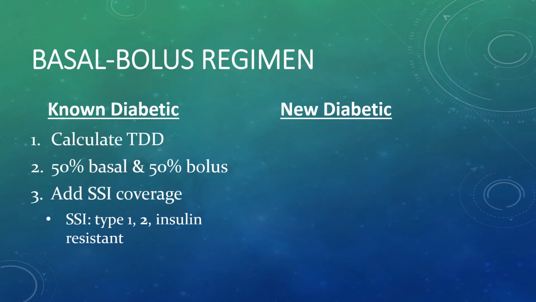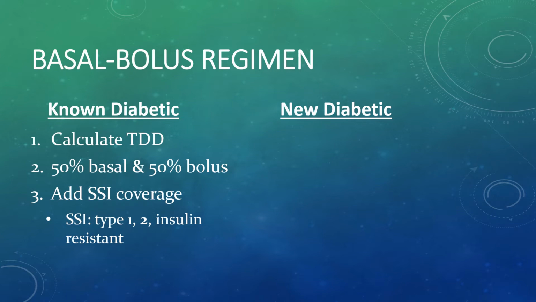Sliding scales typically come as type 1, type 2, or insulin resistant. So, think of a type 1 diabetic. These patients are not resistant at all to insulin. They are very, very sensitive to it. The problem is they just don't secrete it.